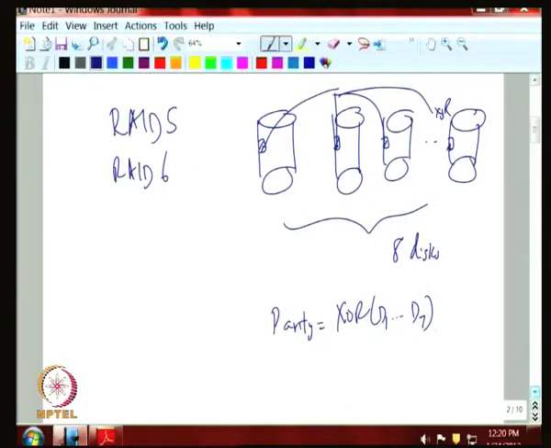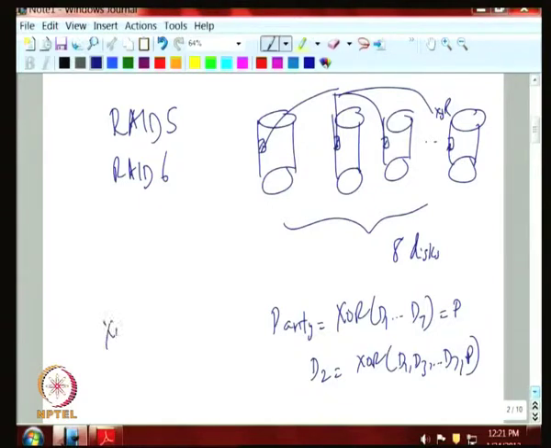So you have an XOR of these things, and if one of them fails, let's say D2 fails, you can reconstruct D2 by, let's call this parity P. So D2 will be given by XOR of D1, D3 up till D7, and P. So this equation is valid. If you know the properties of XOR, you can see it is very clear. You are XORing D1 with the XOR of this one. So D1 and D1 will cancel off, D7 will cancel off, and D3 also will cancel off, only D2 will remain. That is why you will finally get D2.